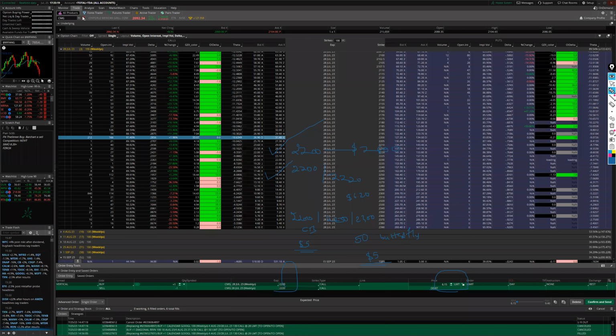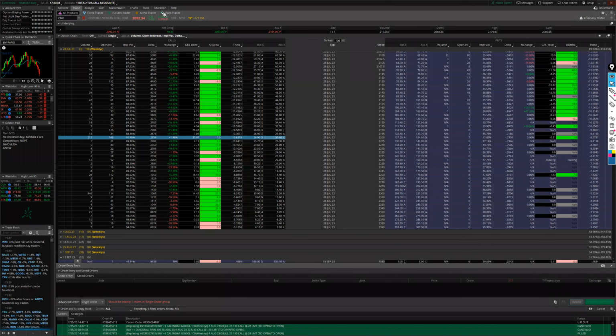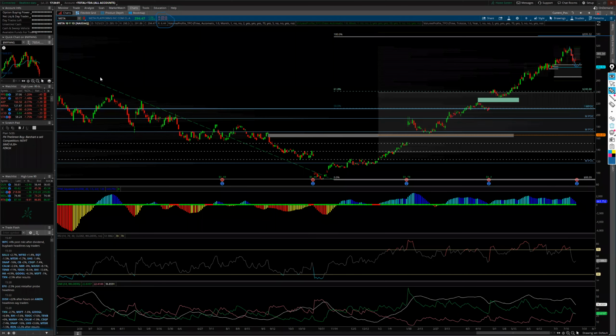Now let's see, what can you do with Meta? Meta has been coming down into this support. I have this as my fib over here. Meta is higher after hours because of Google earnings. So you can do the same thing. Its earnings is tomorrow after close, so you can start.